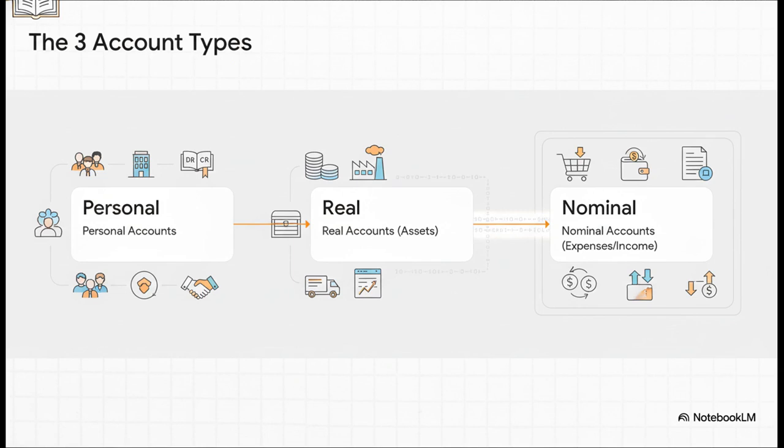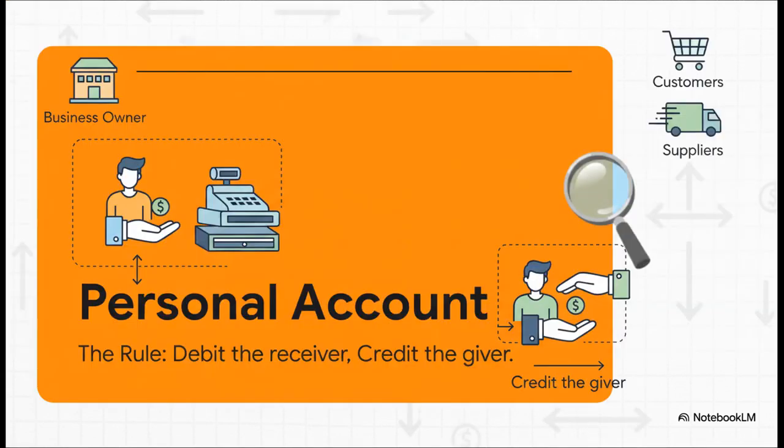That's all there are. First, you've got your personal accounts. These are for people or other companies. Then you have real accounts, which are basically your assets, tangible stuff. And finally, nominal accounts, which are all about your expenses and your income. So let's break these down.